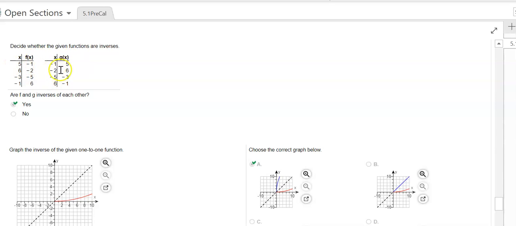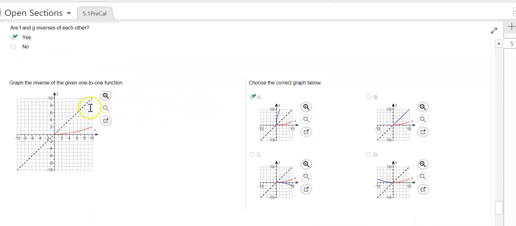Next problem, pretty easy. We're just looking at ordered pairs, and we're making sure that we have switched the x and y values. I've done so with each of them. If any one of them was not, it would be no, but all of mine have been switched. And this one is very similar to the rest of the problems we've done here. We're just picking the inverse, and it should be symmetric to y equal to x.